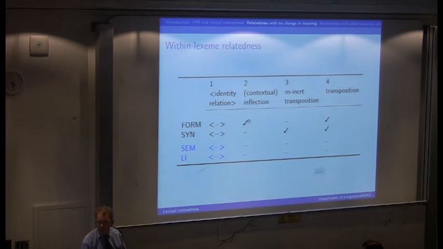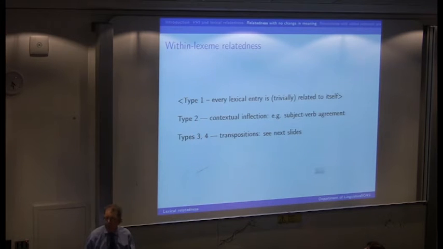So you just change the form. And then there's 3 and 4, an eminent transposition and an ordinary transposition. And you're wondering what those are, I expect. Unless you've had a chance to read the book that came out in September, you won't have the foggiest idea what these are. But don't worry, in a few slides' time you will know.